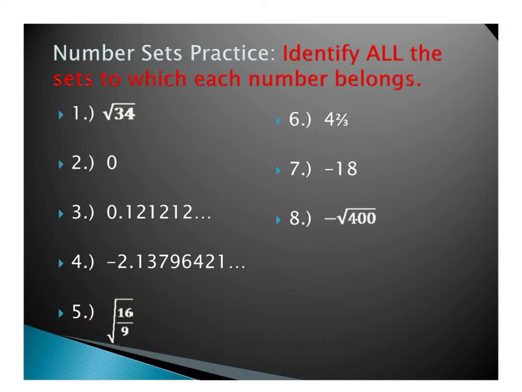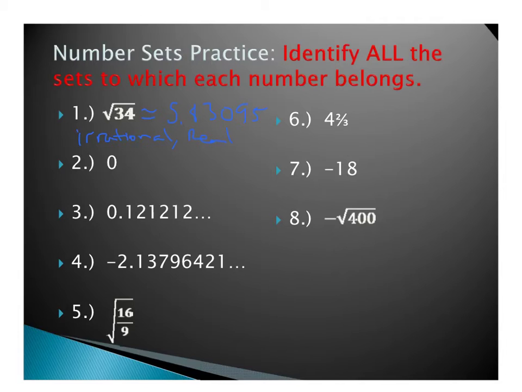So here we have a couple examples. We're going to put these numbers into their number sets. Now they could be in just one number set, they could be in multiple number sets. So I have the square root of 34. Now if we were to plug that into our calculator, we'd get something along the lines of 5.83095 and so on. It never repeats, it never terminates. So we know that that must be irrational. Alright, so we have irrational on that one. We also will have our real numbers because remember, irrational falls into the real category.